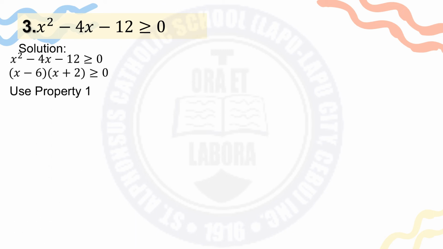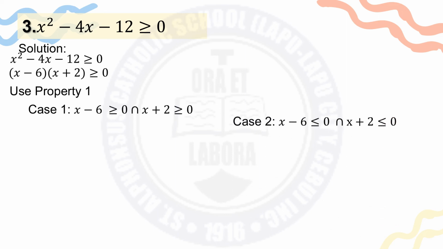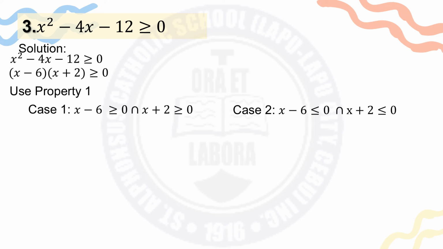Step 3. Consider the inequality symbol in choosing the appropriate property. We have here greater than or equal to. That means our property must be property 1. Next, make the necessary cases. Case 1: x minus 6 is greater than or equal to 0, intersection x plus 2 is greater than or equal to 0. For case 2: x minus 6 is less than or equal to 0, intersection x plus 2 is less than or equal to 0.